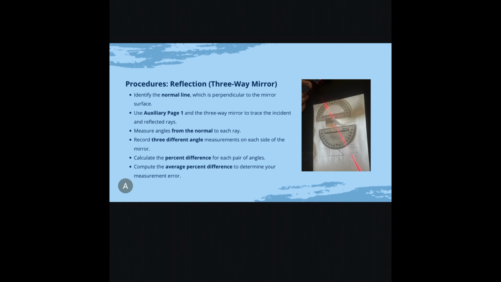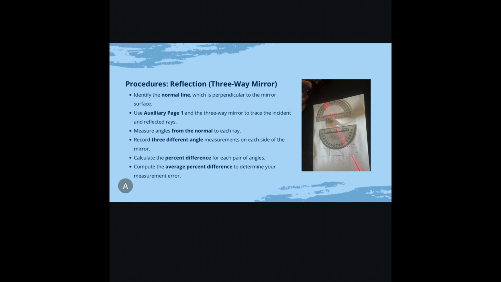For this part of the lab, we focus on how light reflects off a mirror. First, we identified the normal line, which is the imaginary line that's perpendicular to the mirror surface. Using auxiliary page 1 and the three-way mirror, we traced both the incident ray and the reflected ray. We measured each angle from the normal, not from the mirror itself.